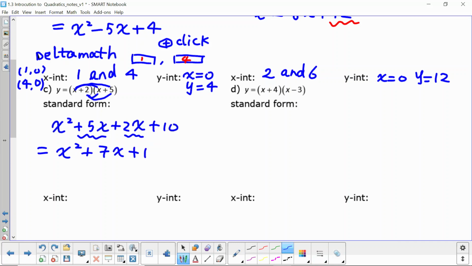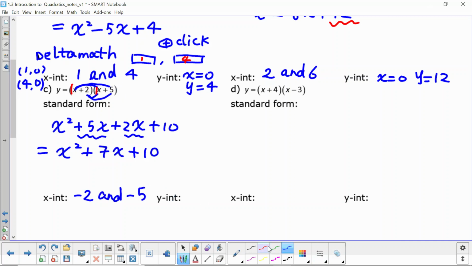Then this is done. And for the x-intercept, it will be the opposite of the number in the bracket. But this only applies to the factored form. No number at the front of x means it's 1. Then the opposite of positive 2 is negative 2. And another one, the opposite of positive 5 is negative 5.